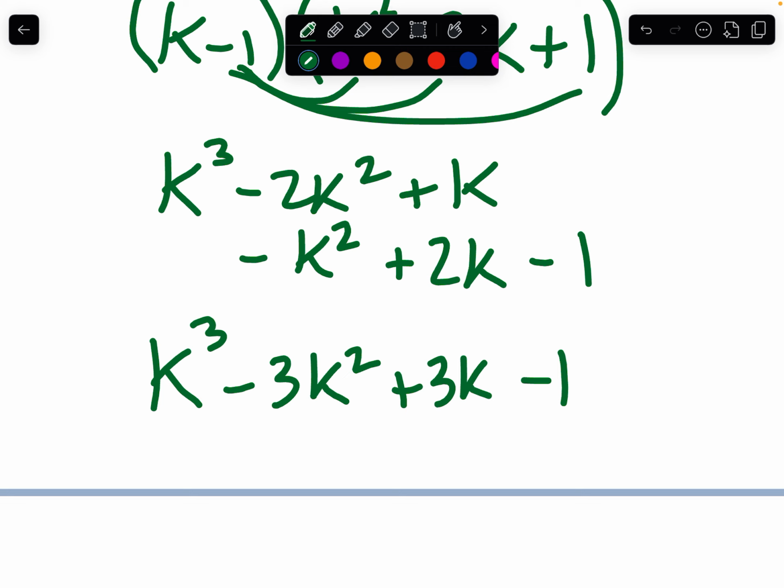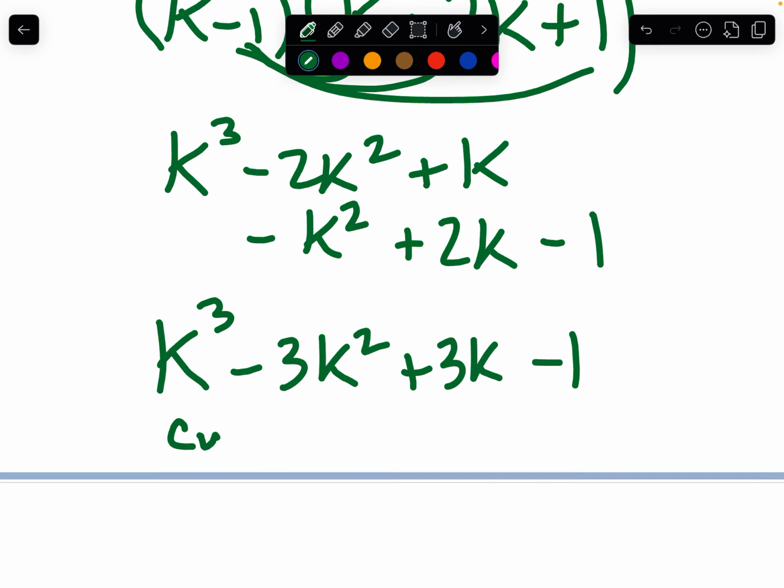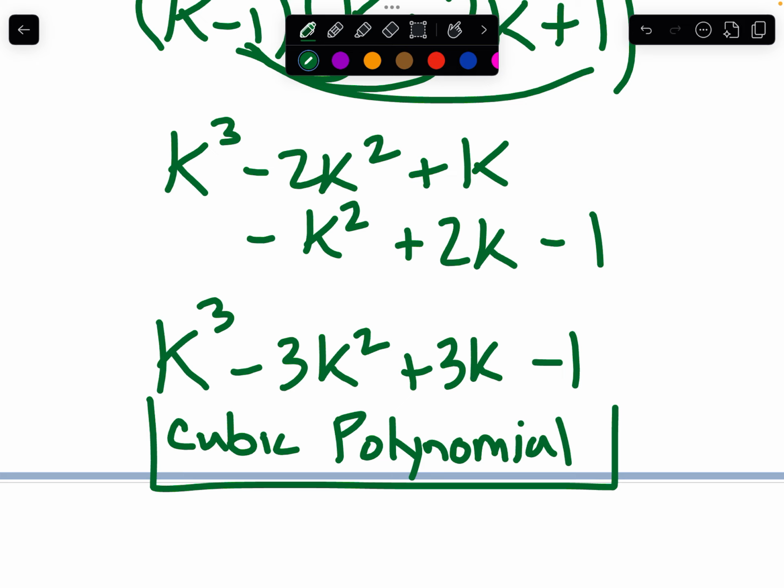Standard form, we already have exponents for those k variables going from biggest to smallest. Let's classify here. The highest degree we have is cubic. There are 4 distinct terms here, 4 or more terms. We call those polynomials. So this is a cubic polynomial.